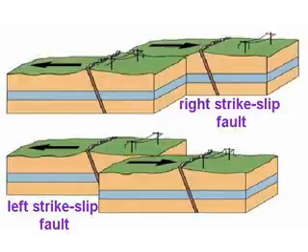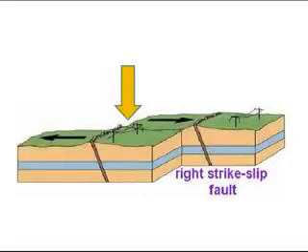With left or right, it doesn't matter which side you are on. The movement will always be left or right relative to your position. Which side is actually moving? We don't always know. They are moving relative to each other. You might be on the one that's moving, or you could be standing still. If the opposite side moves right from where you are standing, then it is a right strike-slip fault.